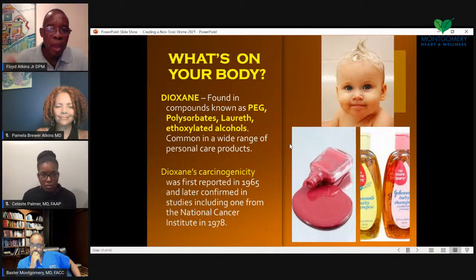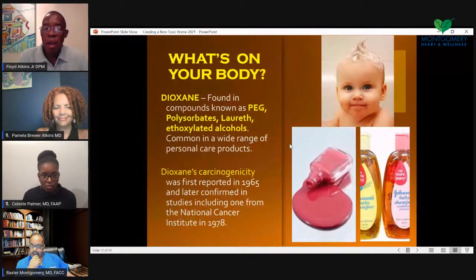Dioxane is another one, found in chemicals called PEG. When you look at shampoos, especially baby shampoos, and a lot of nail polishes, you'll see PEG or polysorbates. Those are chemicals that we don't know what they are, but the dioxane is the mix of these chemicals, and that is known to be a carcinogenic agent. It's been determined as a carcinogenic agent since 1965, and by the National Cancer Institute in '78. But again, they're still in products. You have to know what you're using. You want to make safer choices.